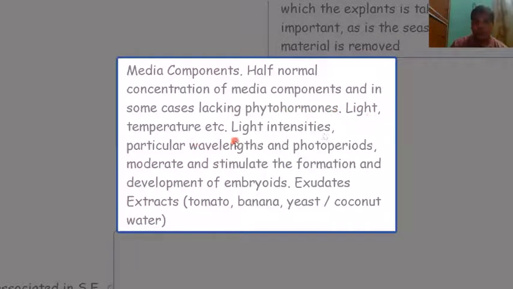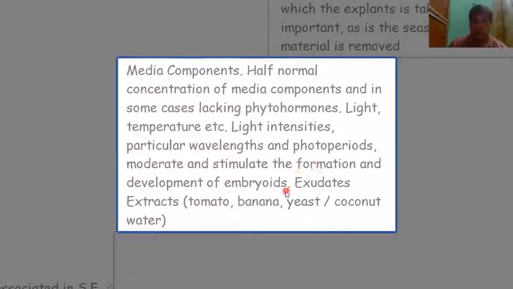Light and temperature have also been found important. Light intensity, particular wavelength, and photoperiod moderate and stimulate the development of embryoids. Again, I'm not saying that you have to mug up all these different things, but you can at least remember a few points: whether light is required, what kind of temperature conditions are required, and, as far as media is concerned, what type of media and phytohormones actually promote the somatic embryogenic response. In general, you can at least remember these few points.